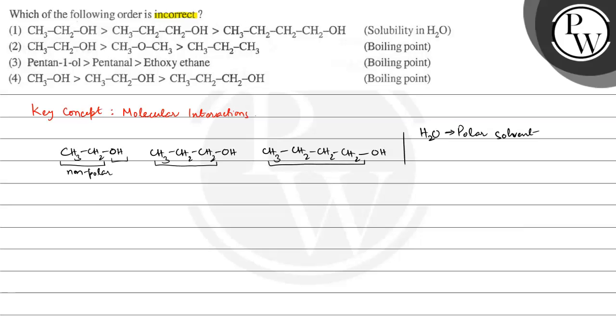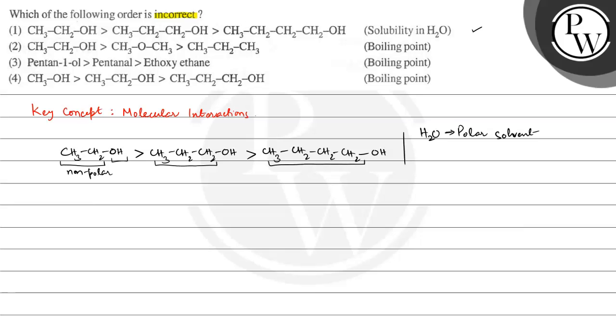और जब हम इथेनॉल टू प्रोपेनॉल and प्रोपेनॉल टू ब्यूटेनॉल जाते हैं, then ये नॉन पोलर पार्ट की length increase होती जा रही है. That means अगर non-polar part की length increase होती है, then the solubility will decrease. That means the order of solubility is like this: ethanol is greater than propanol is greater than butanol, which is correctly given in option number 1. So this is a correct option.